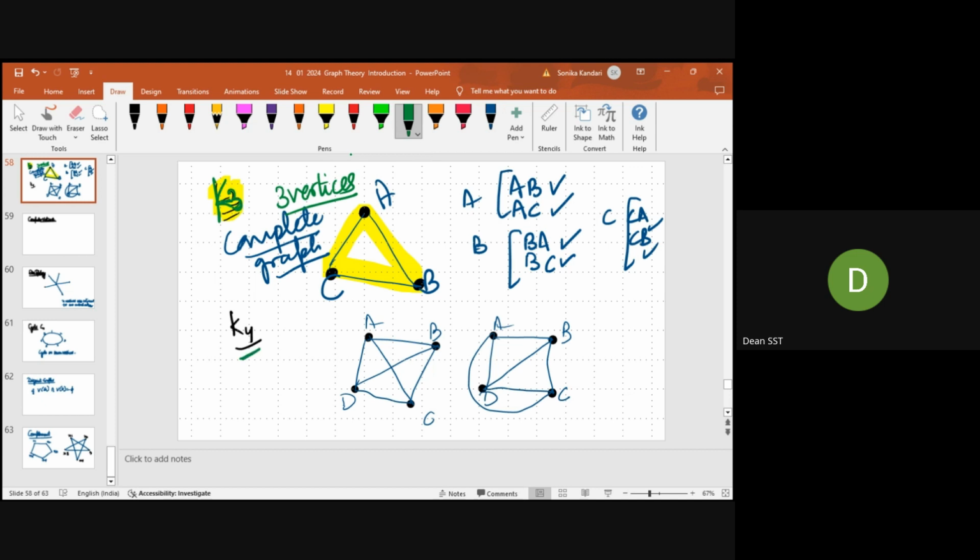Now coming on to K4. K4 means 4 vertices. Here the vertices are A, B, C, and D. So for A, check A to B, check A to C, check A to D. How will you check? A to B, yes. A to C, they are adjacent, yes. A to D, they are adjacent, yes. Is it clear? Now we will check for B.